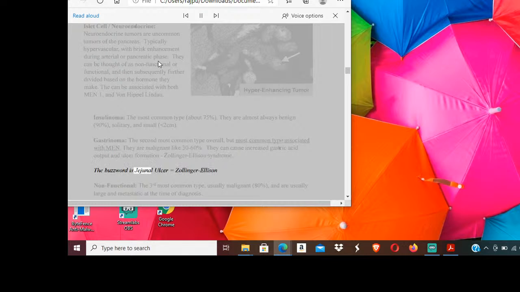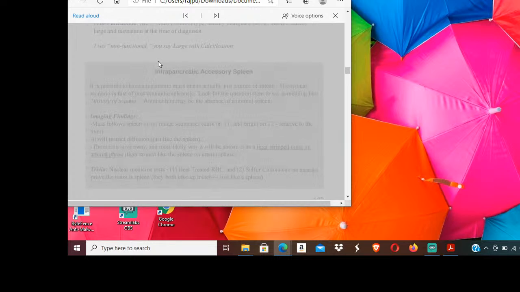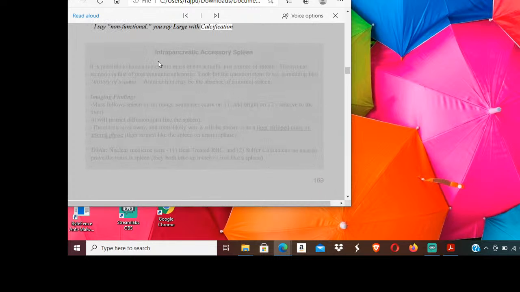The buzzword is jejunal ulcer equals Zollinger-Ellison. Non-functional, the third most common type, usually malignant, 80%, and are usually large and metastatic at the time of diagnosis. I say non-functional, you say large with calcification.